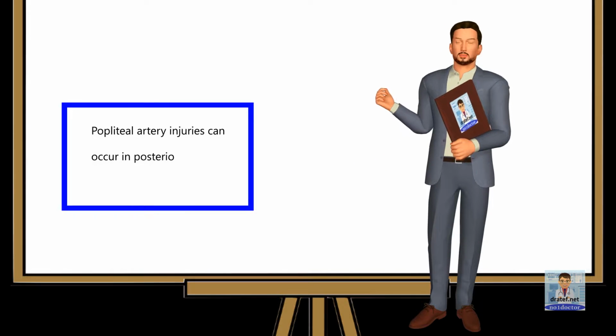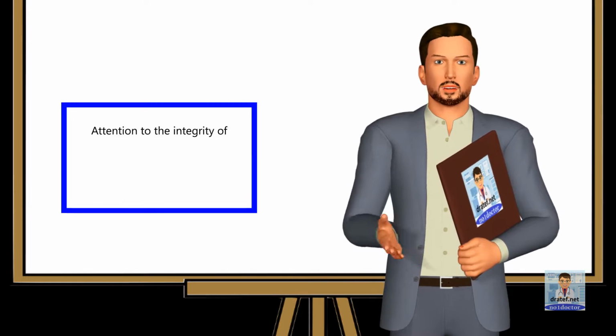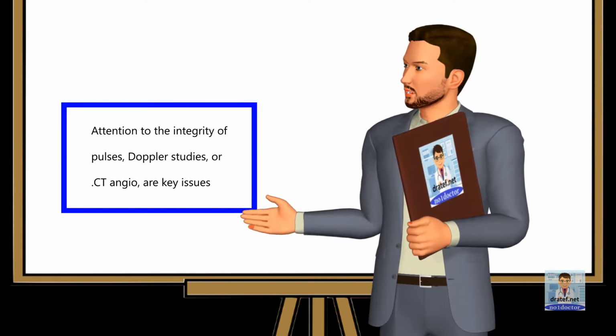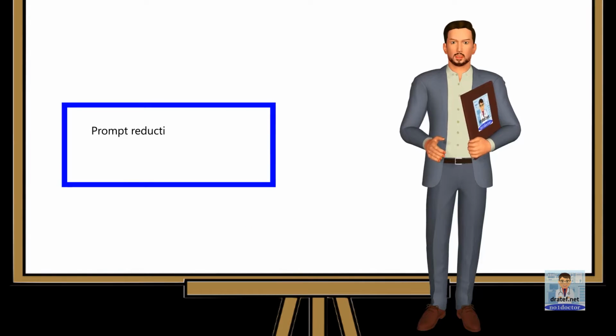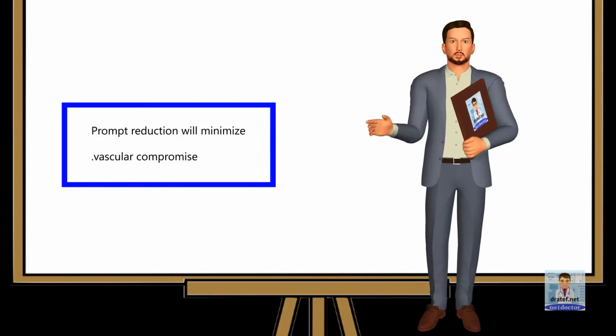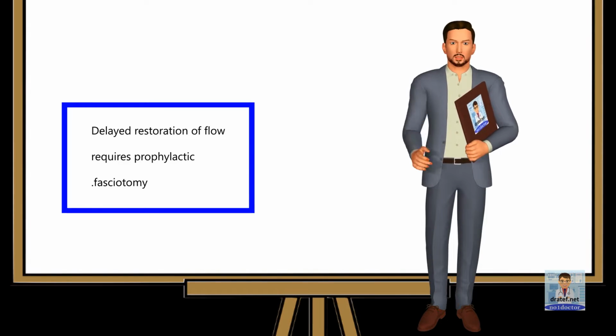Popliteal artery injuries can occur with posterior dislocations of the knee. Attention to the integrity of pulses, Doppler studies, or CT angio are key issues. Prompt reduction will minimize vascular compromise. Delayed restoration of flow requires prophylactic fasciotomy.